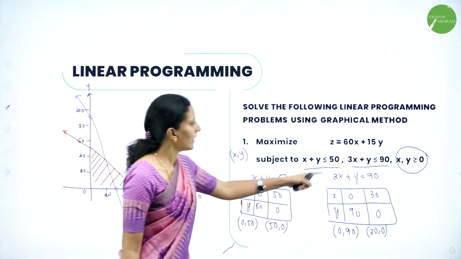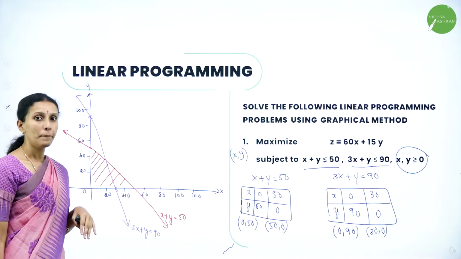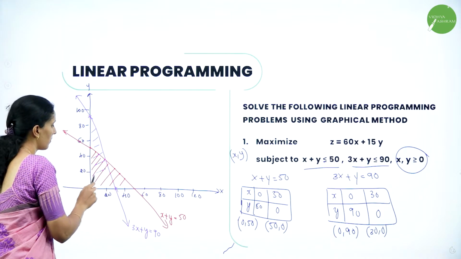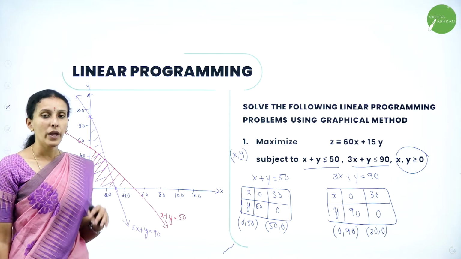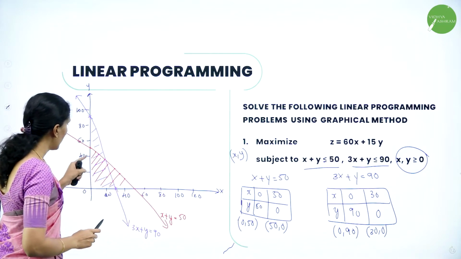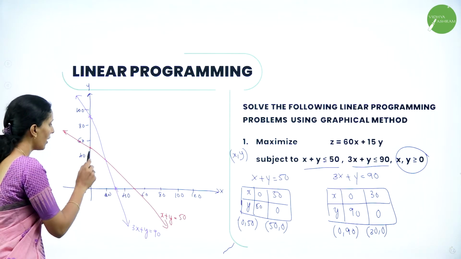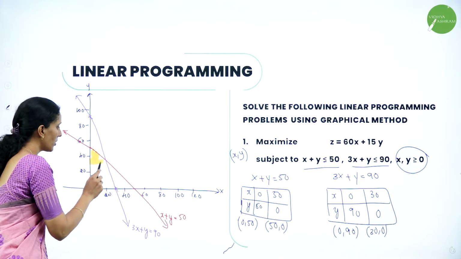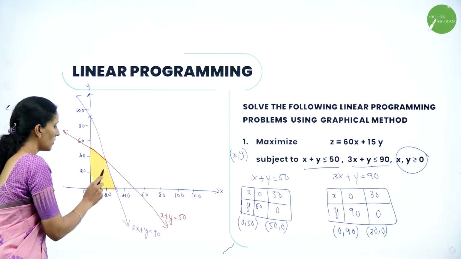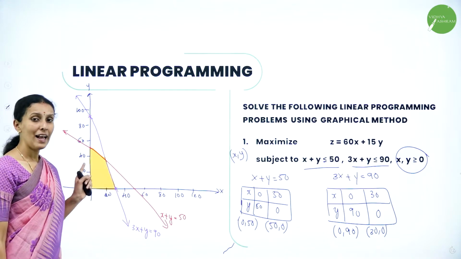Next, the second equation is also less than or equal to. That means it is again below, so this is the solution. But where is the intersection of those two regions? This is the part where we are getting intersected. So this is the region where both are intersecting each other. Now this is called the feasible region.